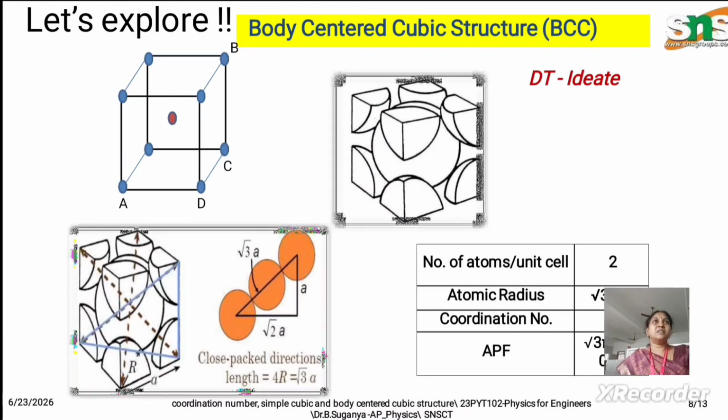Next is the body center cubic structure. In the body center cubic structure, all the corners contain one atom, and at the center it contains one atom. These pictures give the idea about how the atoms are packed in a crystal. Here the number of atoms per unit cell in body center cubic is 2, and the atomic radius, that means the distance between the body center atom and any one corner atom, is root 3 a by 4. Its coordination number is 8, and its atomic packing factor is 68 percent.